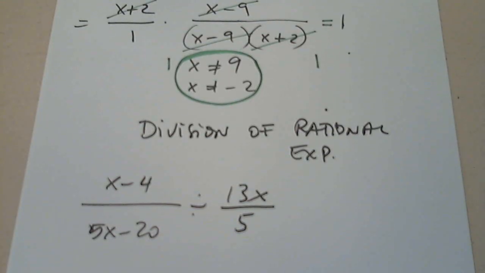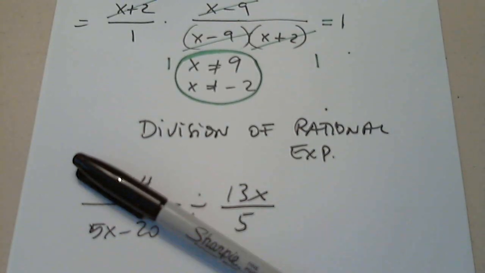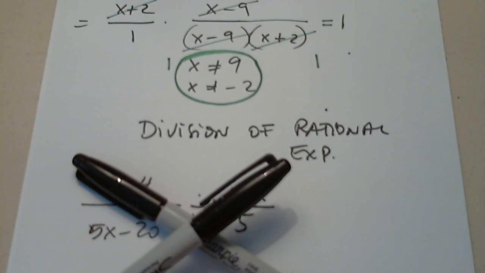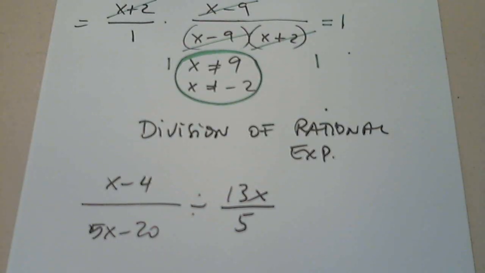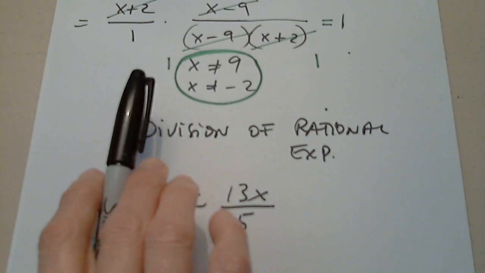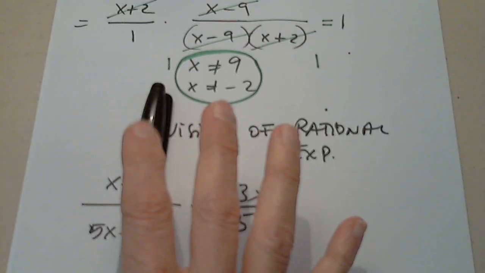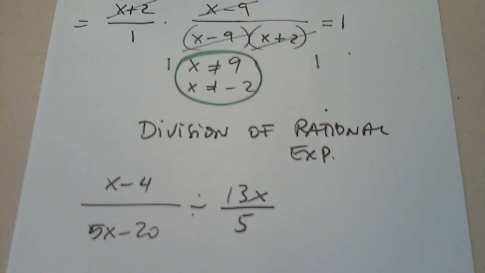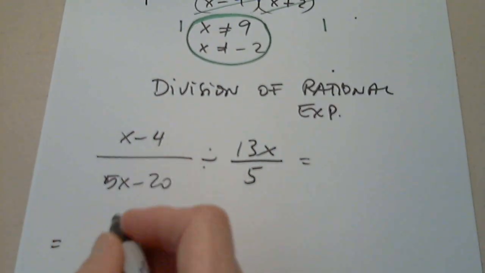Remember, we are not allowed to simplify across in a division. This is not allowed. You have to wait till you change it into a product. So, it doesn't matter whether it's a product or a division, I am still allowed to simplify each fraction by itself. 13x over 5 I cannot simplify, so I cannot do anything to it.